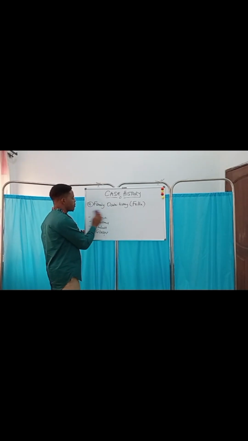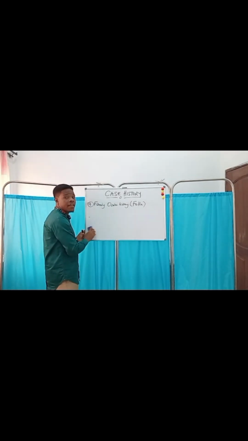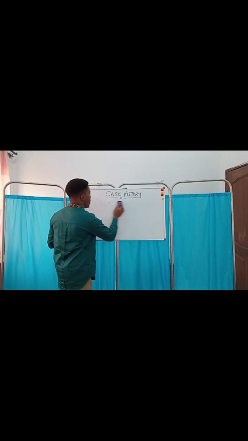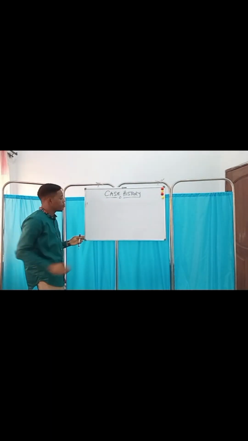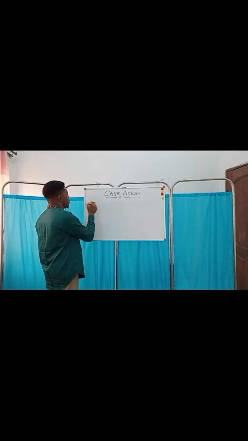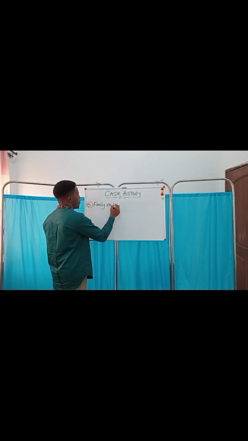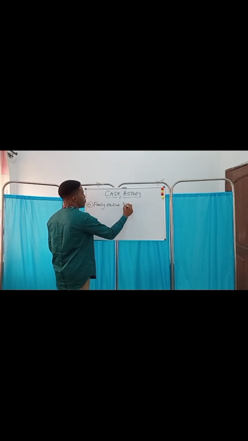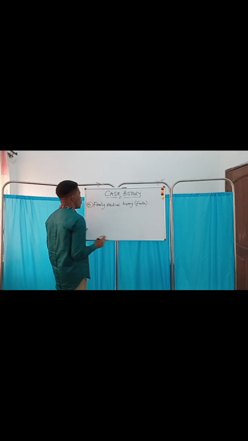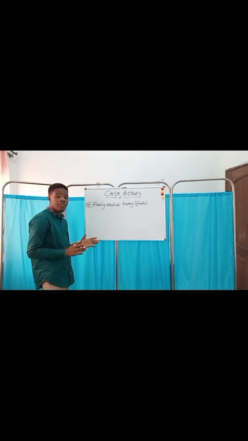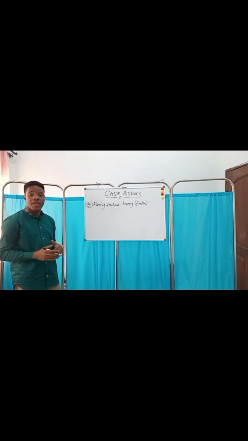The fifth component is the family medical history. So here we want to find out what's going on in the family. Is there history of hypertension in the family? Is there history of diabetes in the family? Is there history of asthma in the family? Is there history of ulcer in the family?